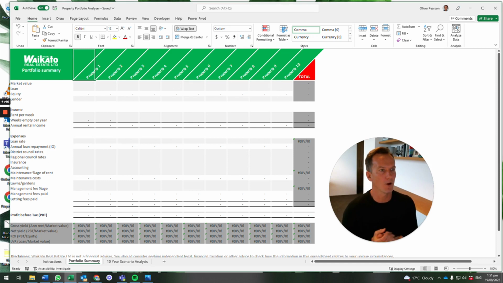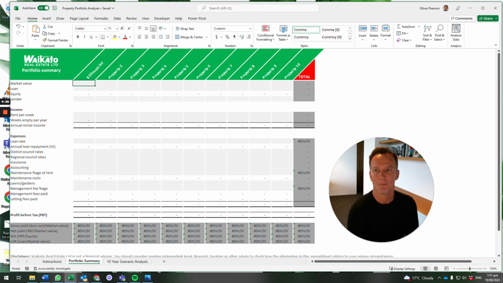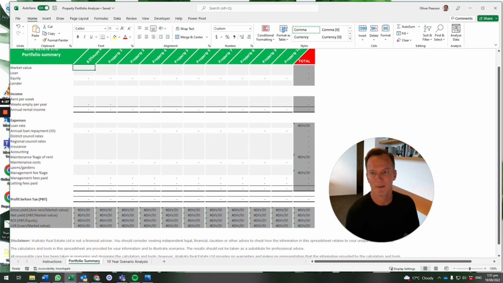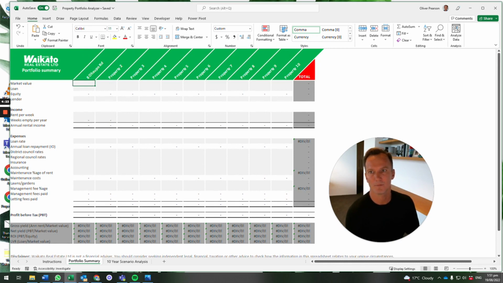Okay, property number one is a property of our own, which is at 8 O'Halpo Road in Hamilton, if anyone knows that street. So we're just going to run through this sheet, and what we'll do is key in all this information in the light grey boxes. There'll be a lot of other calculations going on in the background, and then we'll analyze the results down here. So we'll kick off with the property we're analyzing here on O'Halpo Road.